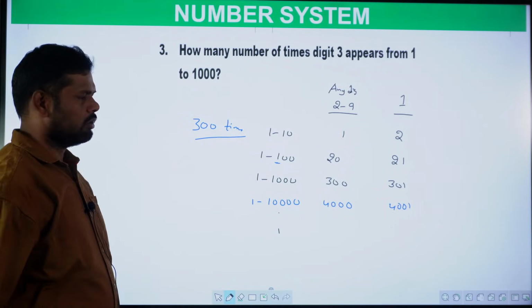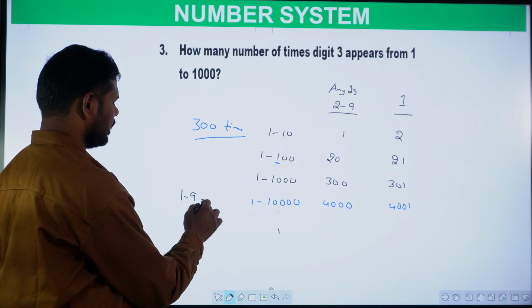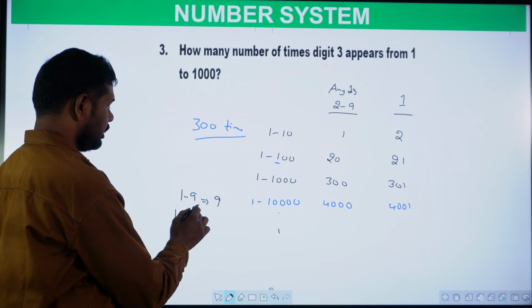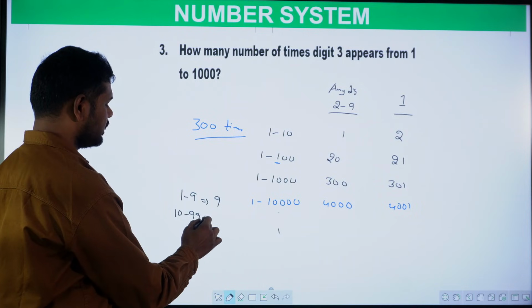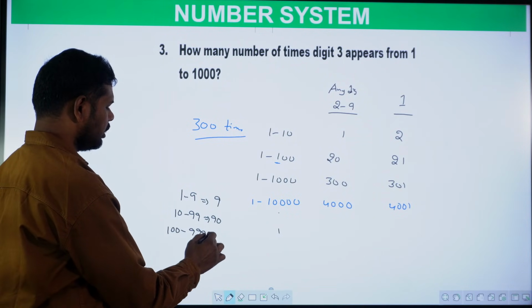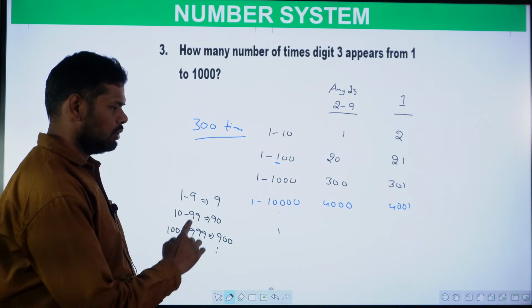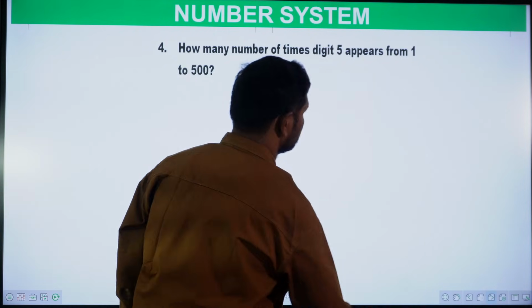We already discussed single digit numbers also. From 1 to 9, all single digit numbers are 9. From 10 to 99, two digit numbers are 90. Then three digit numbers, 100 to 999, are 900, and so on, 9000, 9000 like that. You must remember these digits related facts.